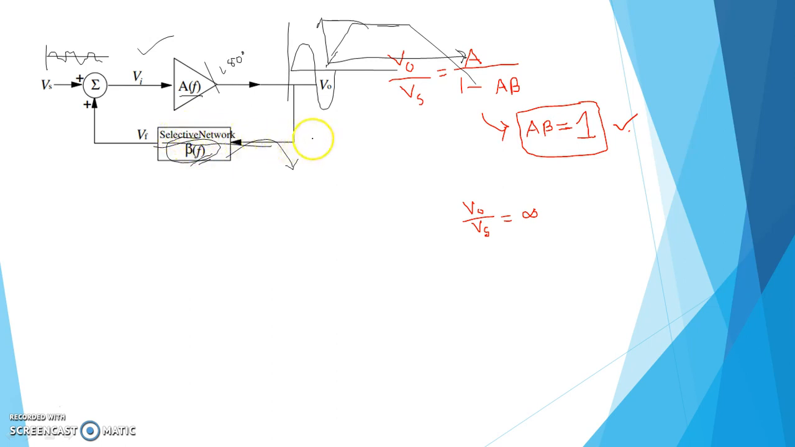So as A and beta are frequency dependent, what will happen? A beta equal to 1 will not be satisfied for any frequency, for a random frequency omega naught, omega 1, omega 2, it will not be satisfied. For a particular frequency, A beta will be equal to 1. And for that frequency, when A beta equals 1, then V output by Vs is infinite, that is, the overall gain theoretically will be infinite, or in practice we can say the overall gain will be very high.